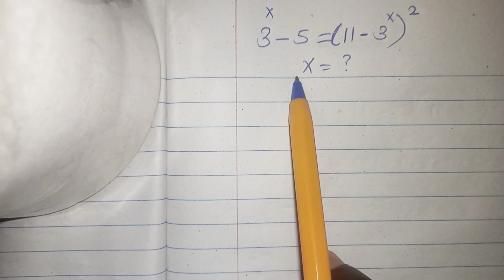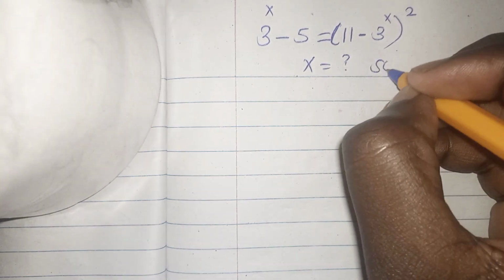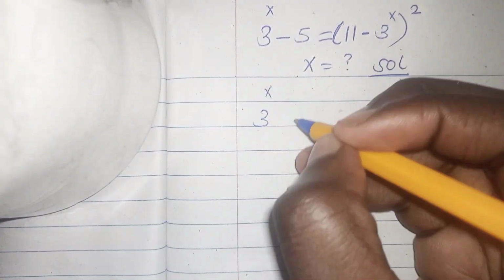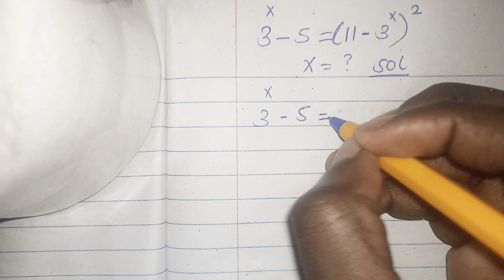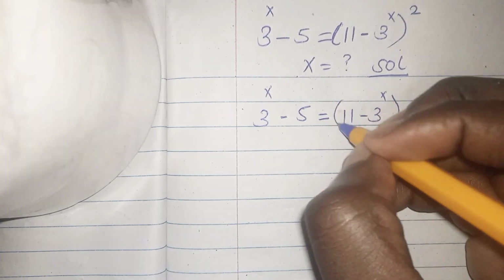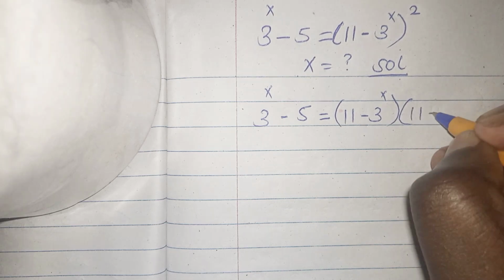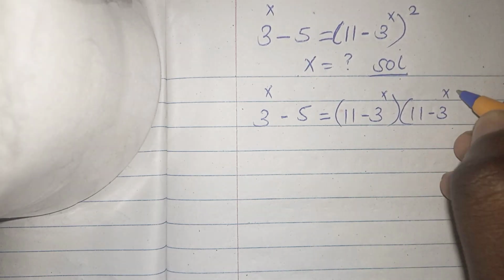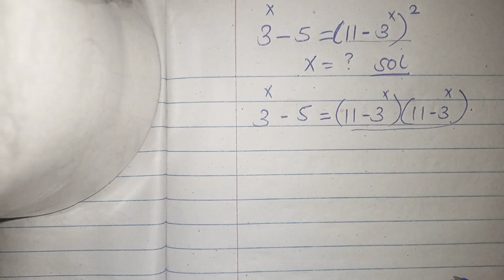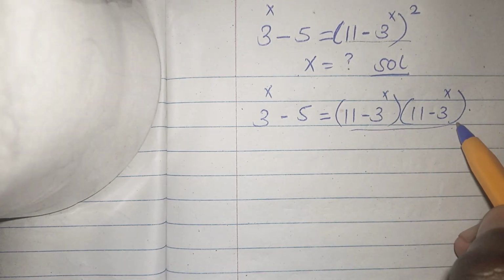So here is our solution. So we'll have 3 to the power of x minus 5 is equal to (11 minus 3 to the power of x) into (11 minus 3 to the power of x). So this is similar to this. So our next step is to open this bracket.